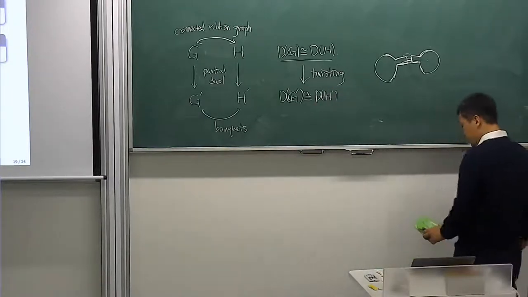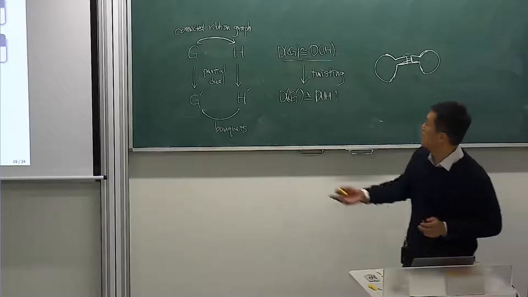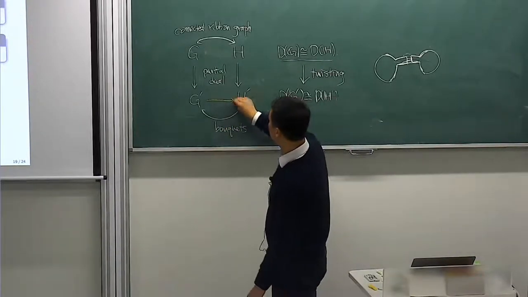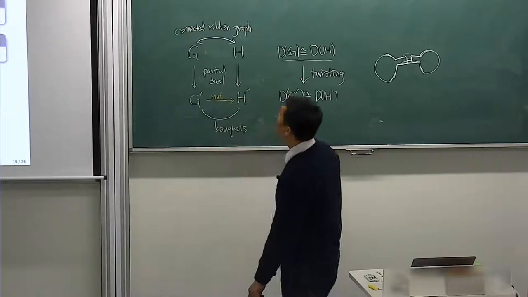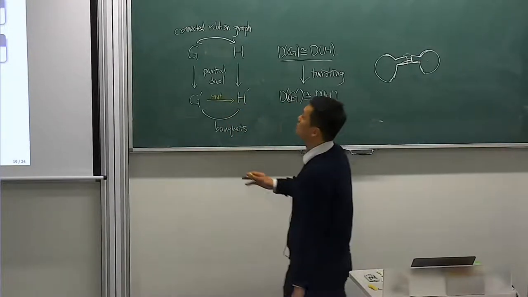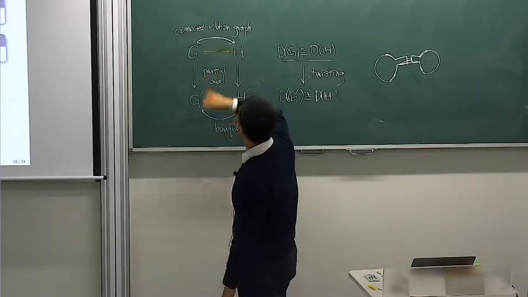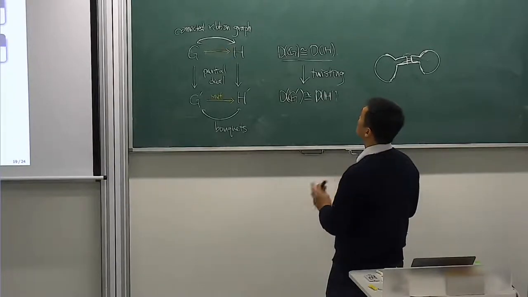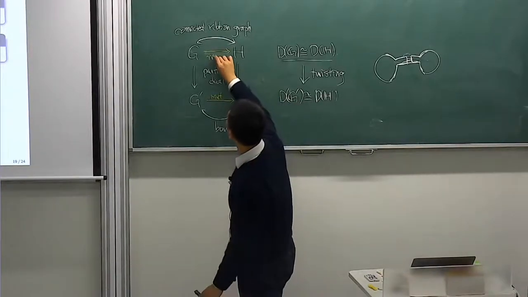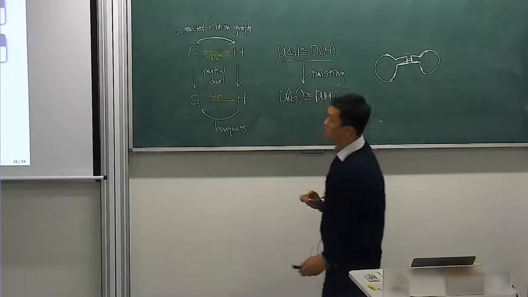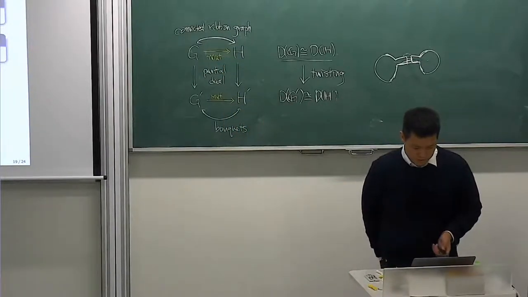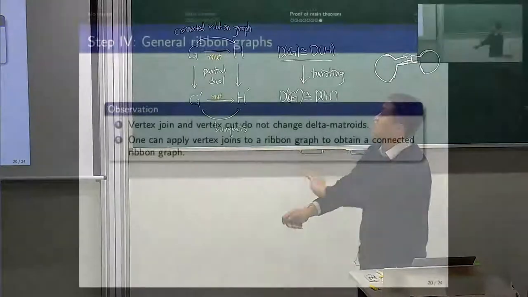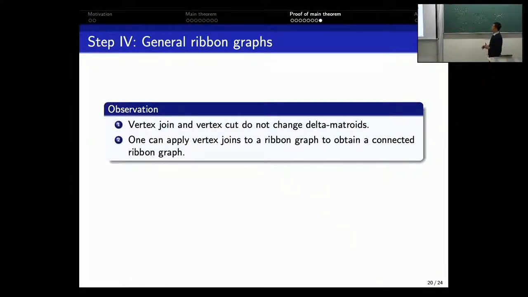In step two, I proved that two bouquets with isomorphic delta matroids are related by mutation. So by the lemma I gave here, I can conclude that two connected ribbon graphs with isomorphic delta matroids are related by mutations. So this is step three. And the final step is kind of the easiest one.